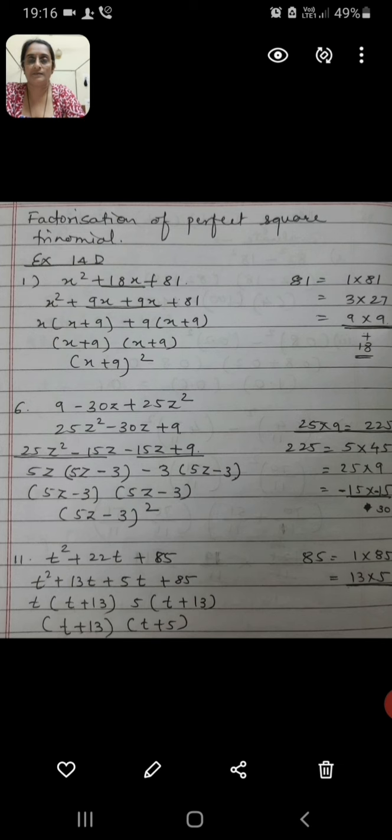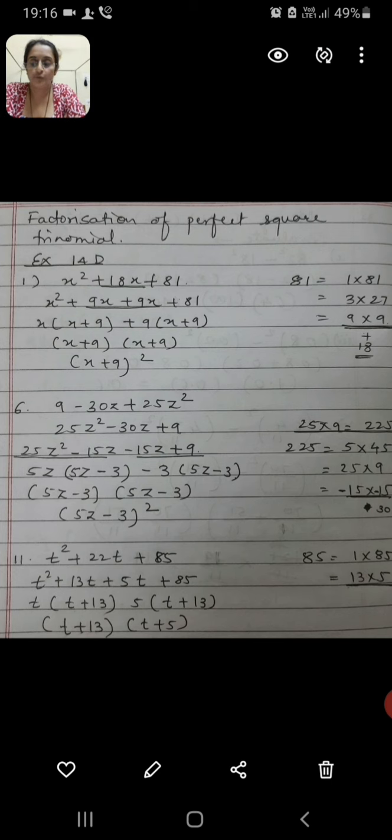So we can take 15 and 15 because we want 30. So minus 15 and minus 15. So the middle term, that is minus 30z, I am going to put into two parts. So 25z square minus 15z minus 15z plus 9. Okay.